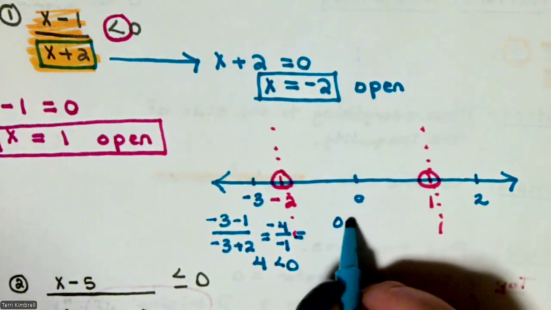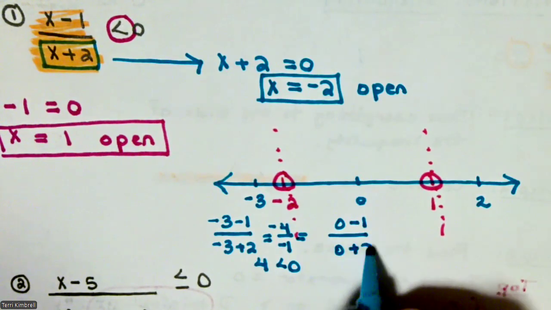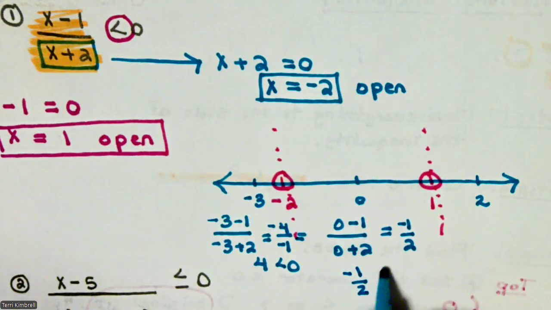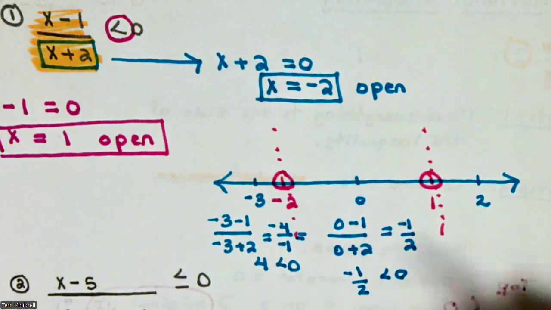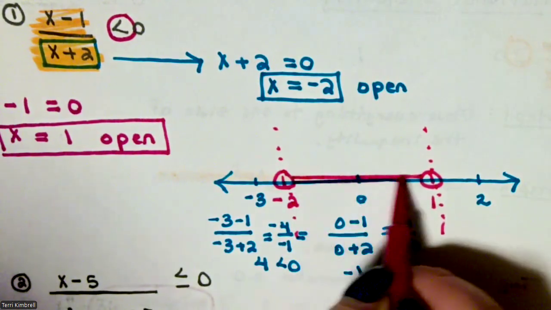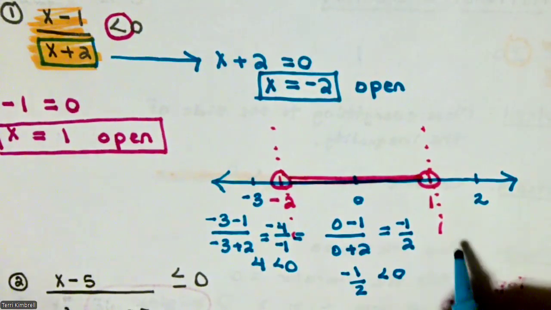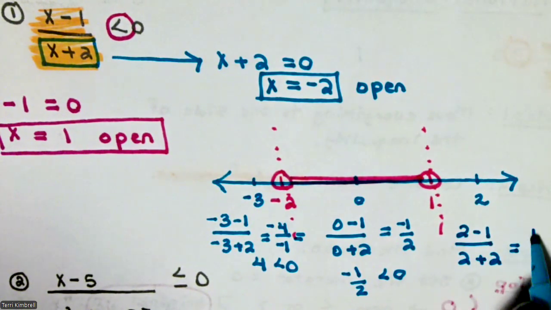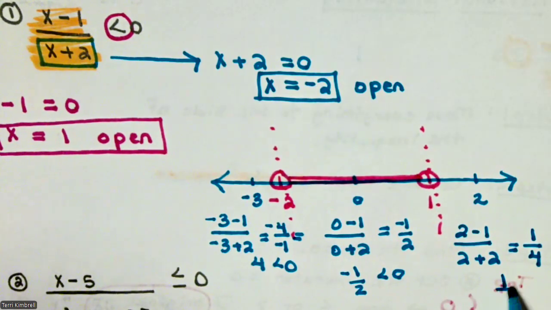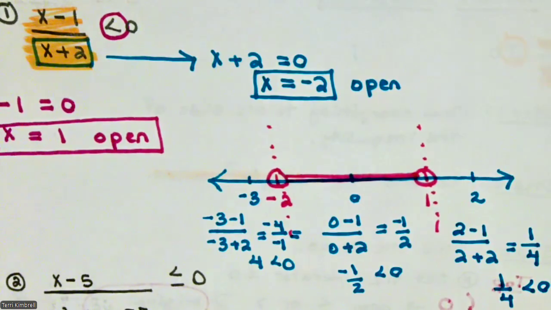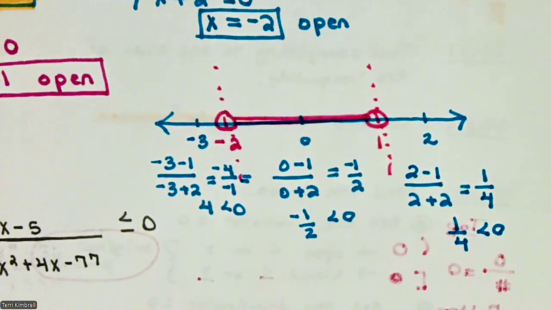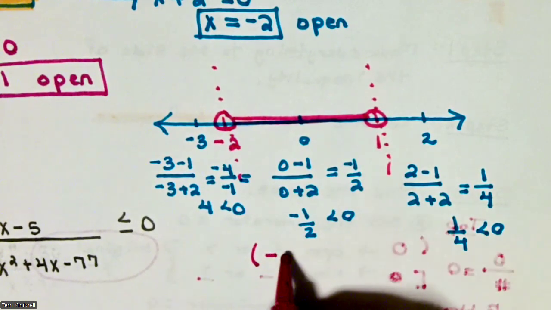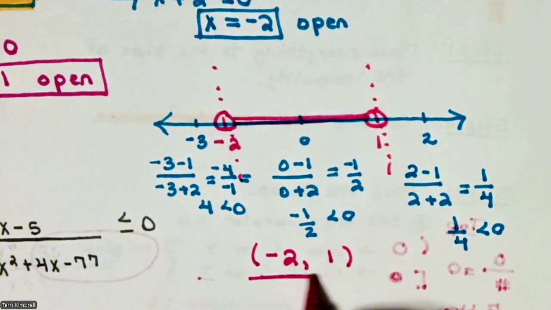Going to the 0 section, I have 0 minus 1 over 0 plus 2. So I have a negative 1/2. Negative 1/2 is less than 0, so my answers are going to fall in the middle. Looking to the right side, I have 2 minus 1 over 2 plus 2. So that gives us a 1/4. 1/4 is not less than 0, so there would be no answers in that region. So to put our solution in interval notation, both of those are open, so I put open parentheses, -2 to 1.